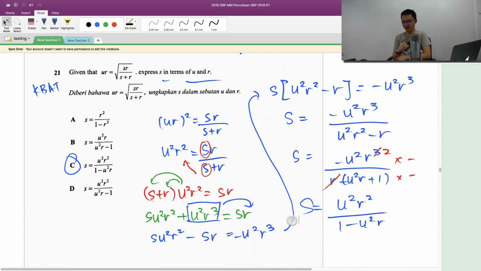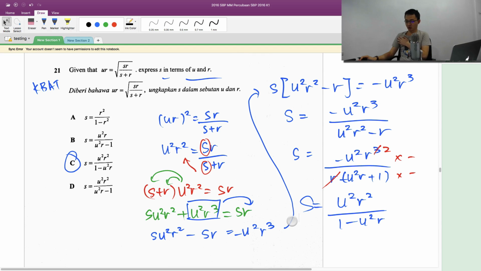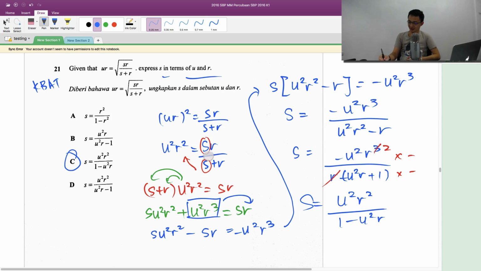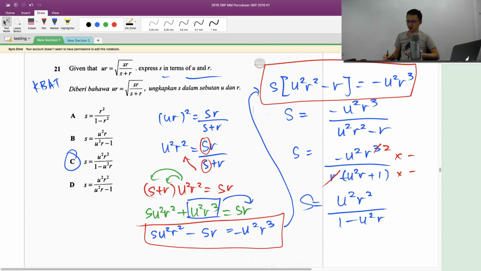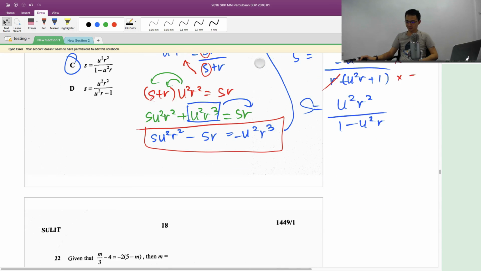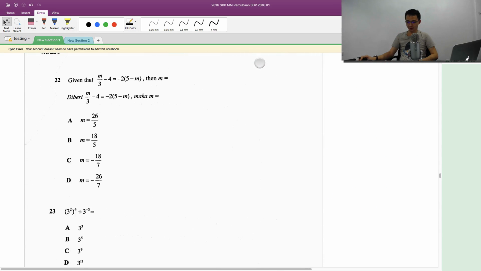So therefore, I say this question is quite tough. Yeah, if you are not good in algebra, you might be a bit confused on how to do. Because you have two s here, I would say this step to this step is very important. Because you have to group whatever have the s together and then you factorize out them. Okay? So let's move on to 22.